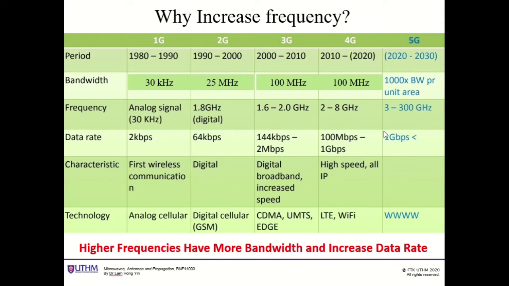That's why I stated here it is still less than 1 gigabit per second for the data rate. However, in the future it will go higher than that. If you look at the frequency evolution from 1G to 5G, the frequency is going higher because we can utilize higher bandwidth, which affects the data rate, where we can produce a higher speed data rate.